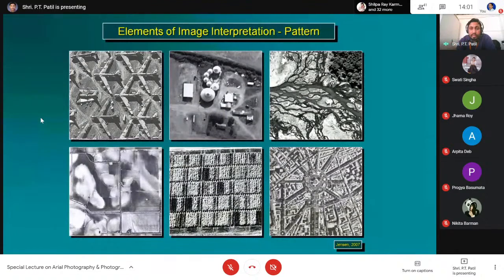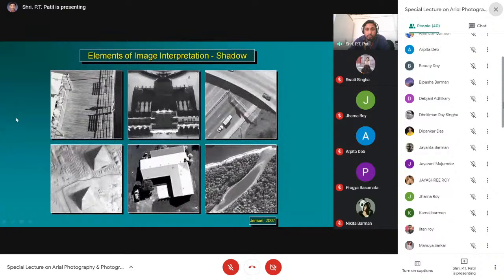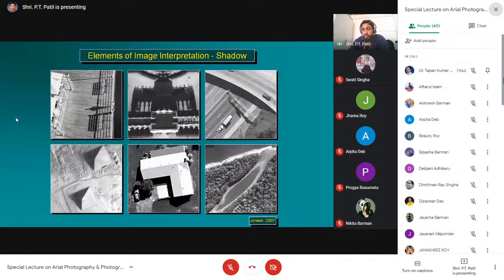A delta region is also easily identified with the help of the pattern, meaning what kind of pattern is created by the river defines what kind of region it is. So sometimes patterns play a very important role in identifying the object. We have to know what is meant by the pattern, and how with the help of the pattern we are going to describe things.